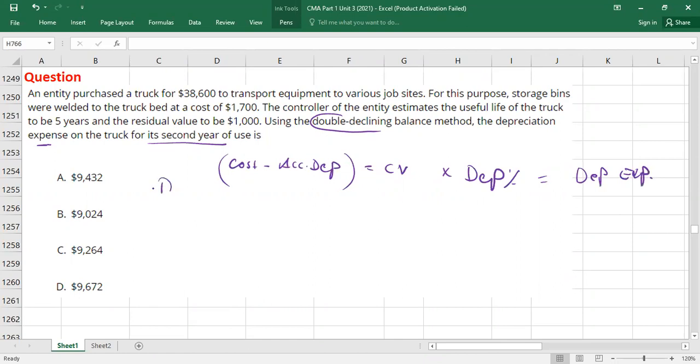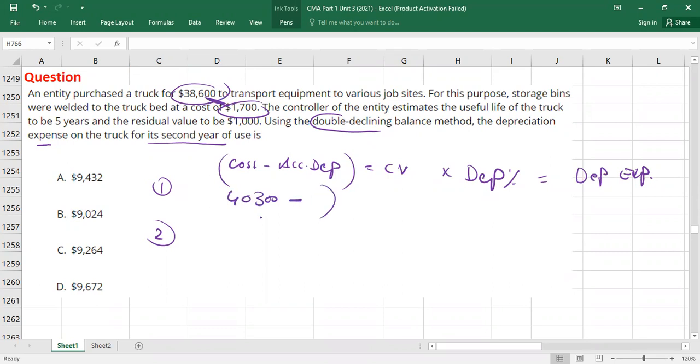And for 2 years, I have to do. For the second year, I need to get the answer. What is the cost of the asset? Guys, you bought this asset for how much? 38,600. Plus you added a storage bin. This is capital expenditure because it is going to increase the capacity of the truck. So both you have to add. This will give you cost. What is the cost? 40,300, right? Can you add? 40,300 is the cost. Both have to be added, capital expenditure also.